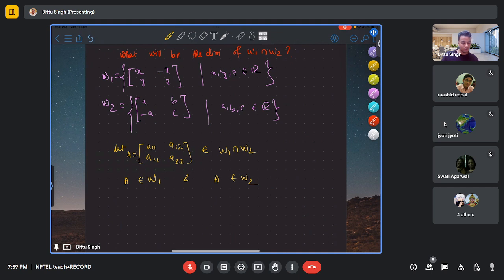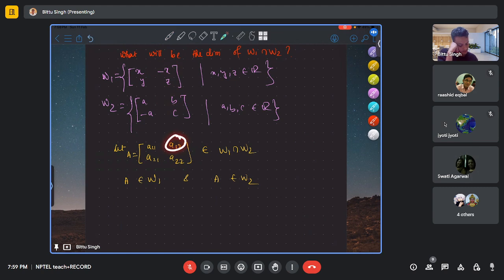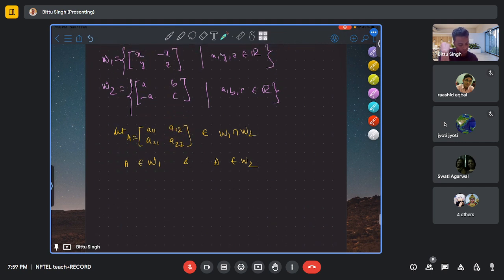Now, what is the meaning of A belongs to W1? What relation do we need to satisfy? The relation will be the second entry must be the negative of the first entry. So A belongs to W1 means A12 is the same as minus A11.